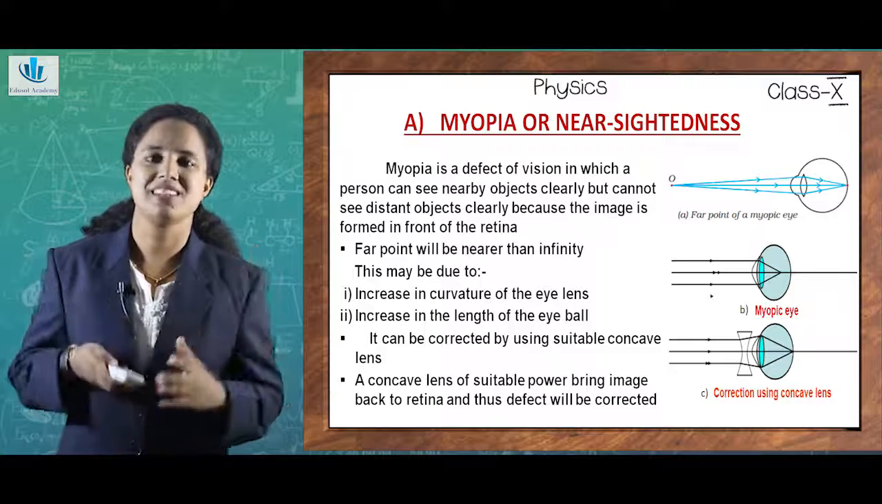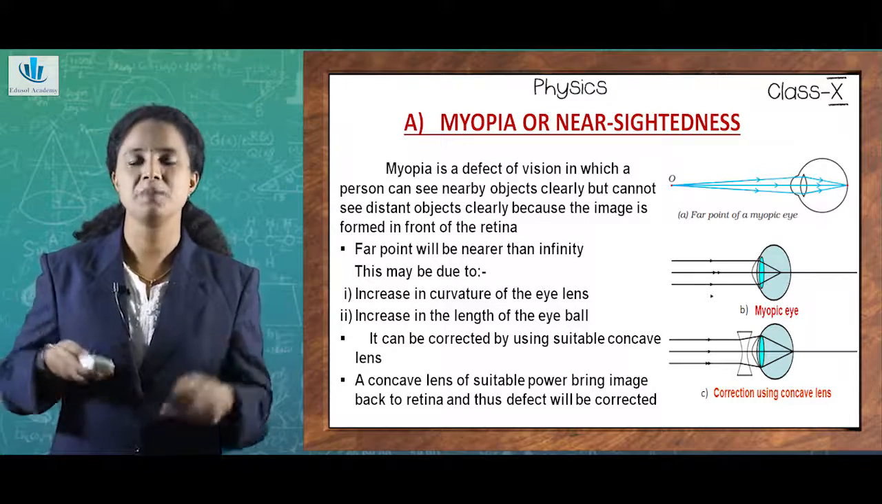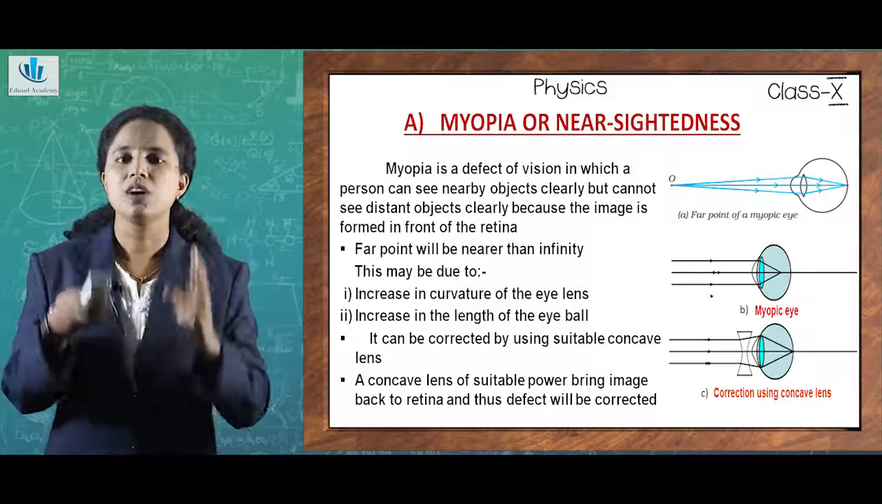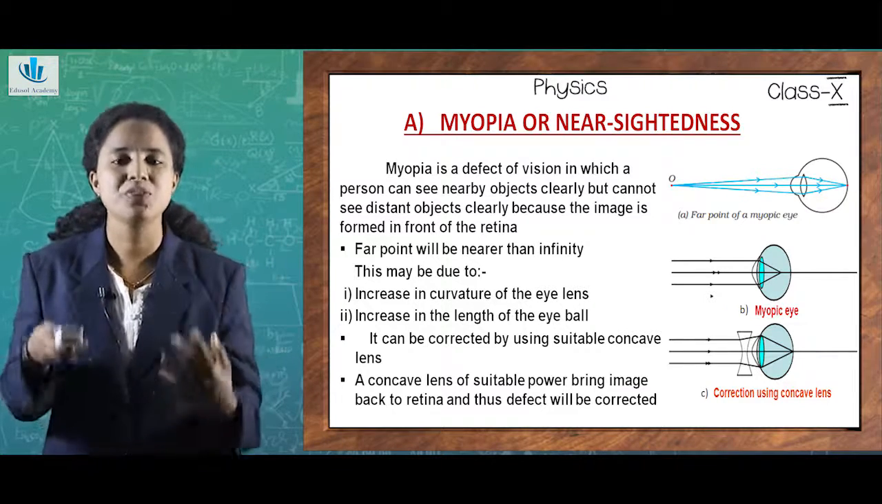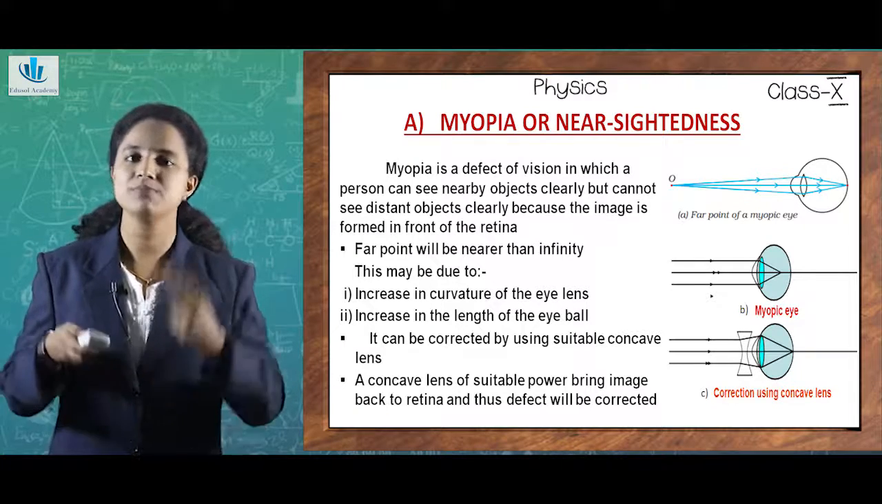But we need to understand how these defects are happening to our beautiful eyes, isn't it? So we need to be very careful to understand what are the defects that are caused, and we need to find certain remedies. For those remedies, we are placing specs.